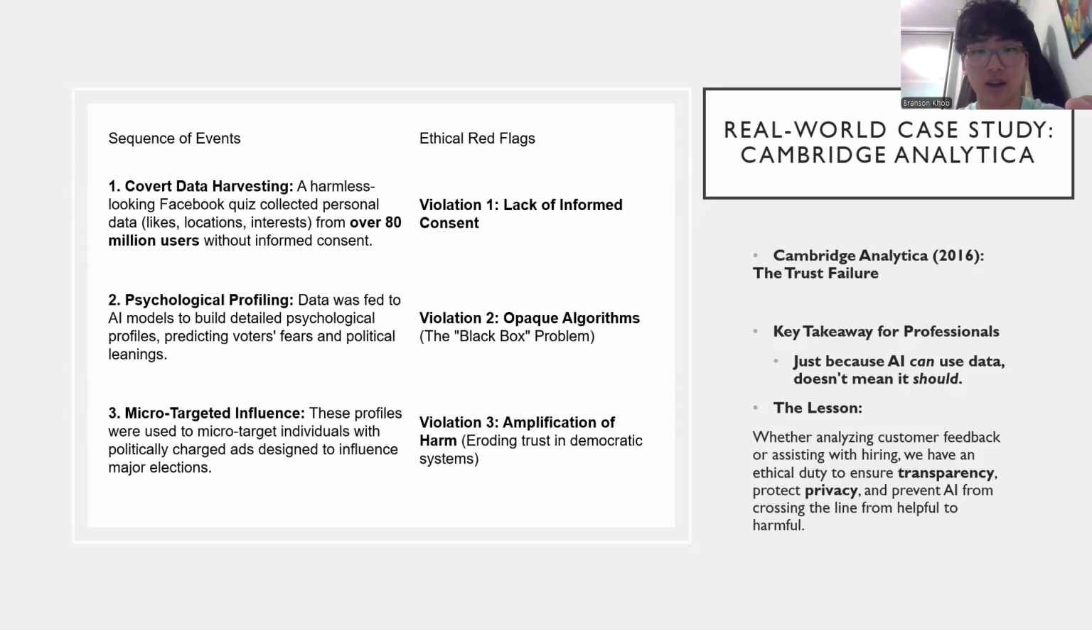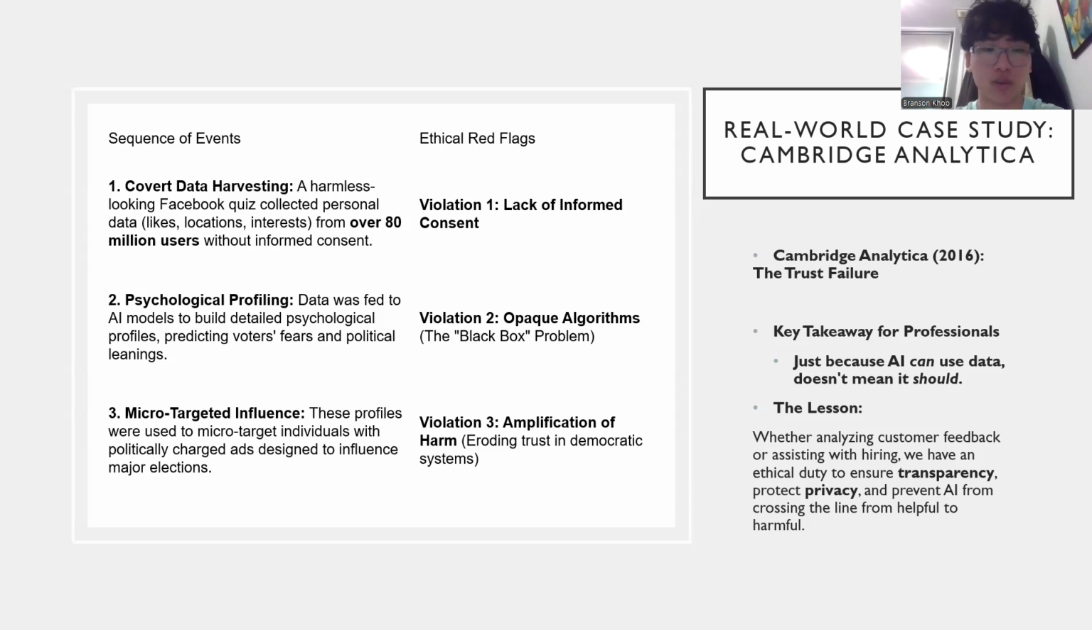The lesson here is directly relevant to how we use AI in our own workplaces. Whether we're using AI to analyze customer feedback, generate reports, or assist with hiring, we, as users, have an ethical responsibility to protect people's privacy, be transparent about how data is used, and ensure that AI never crosses the line between helpful and harmful. Because as Cambridge Analytica showed us, when data ethics fail, the impact isn't just technical, it is quite deeply human.